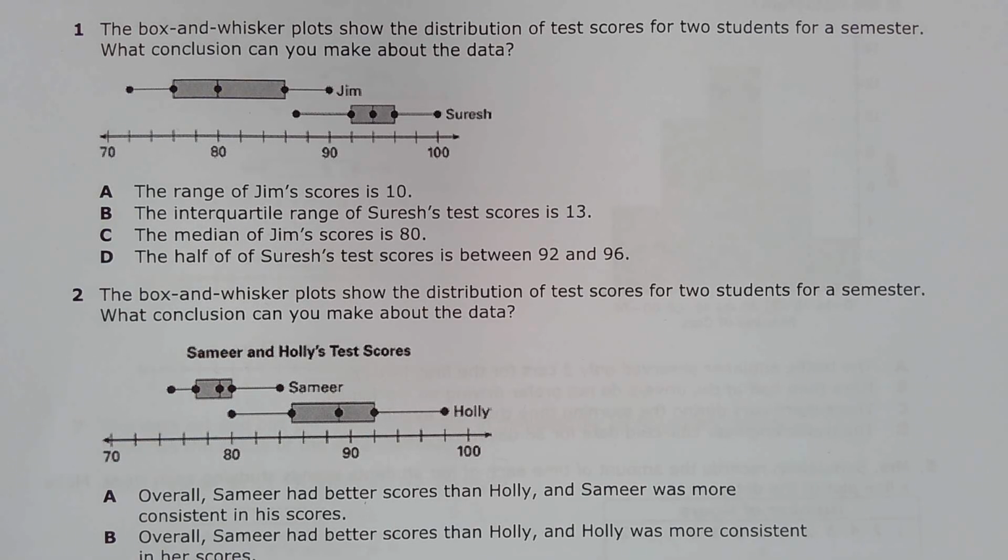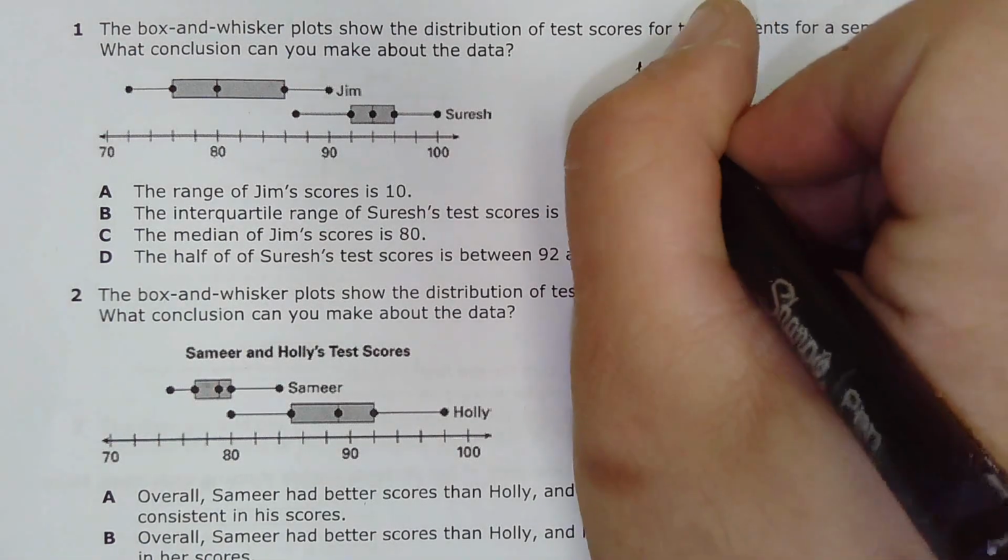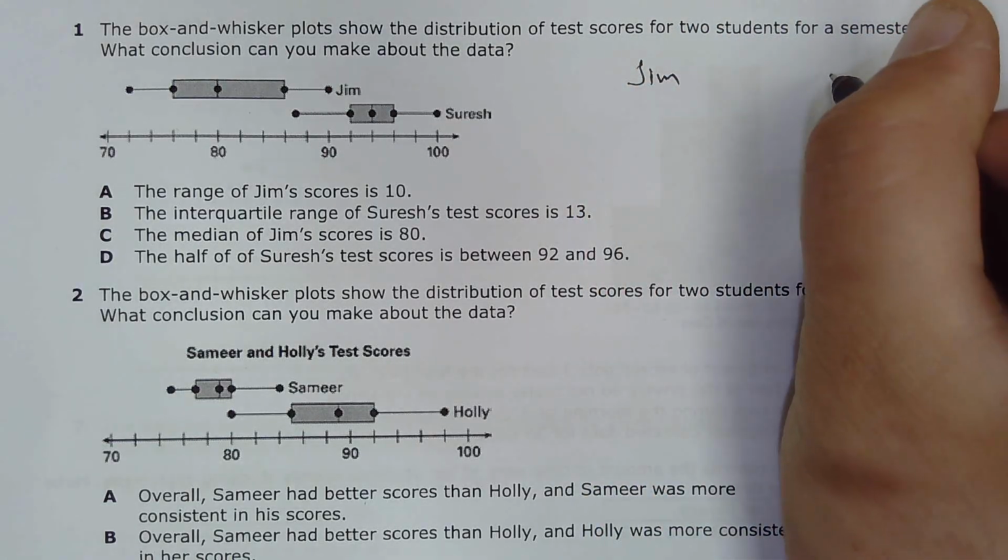These particular types of data representations talk about basically a spread of numbers. They talk about a lot of different data points, and in order to figure out what those are, there are certain ways to identify them. We do have two people here, so that's going to be important, right? We have Jim and Suresh. So I'm going to write two names: Jim and Suresh.